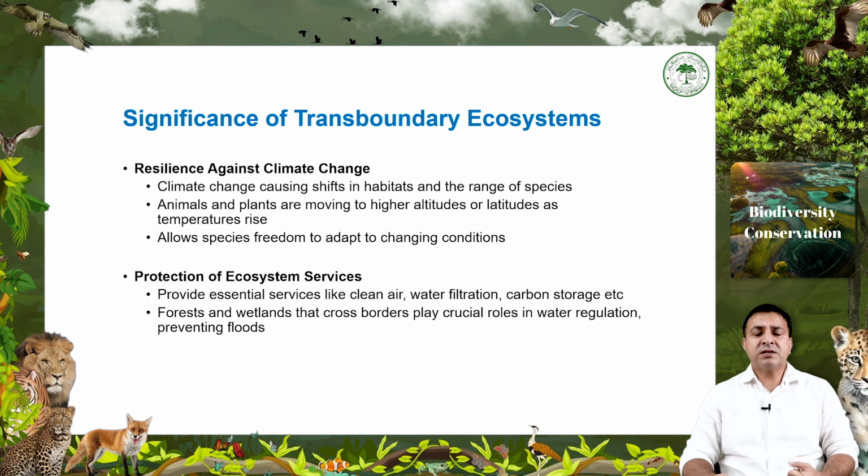Another significance of this transboundary ecosystem is the protection of ecosystem services. As we know, the transboundary ecosystems provide very essential services like clean air, water filtration, carbon storage and pollination, benefiting the communities on both sides of the borders. So we can say the forests and wetlands that cross borders play a very crucial role in water regulation, preventing floods and droughts, and supporting agriculture and drinking water supplies for neighboring countries also.